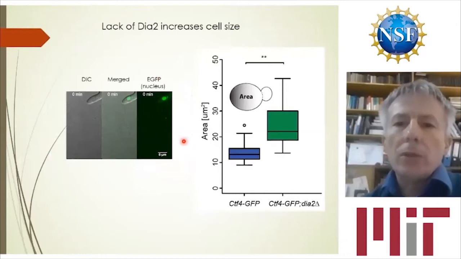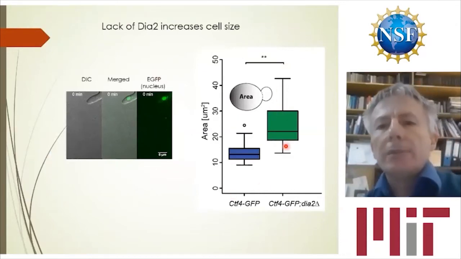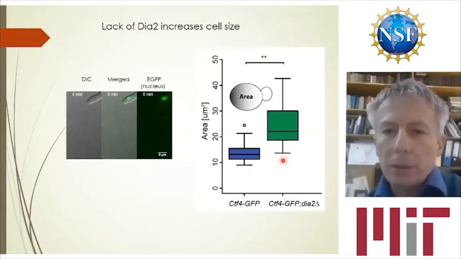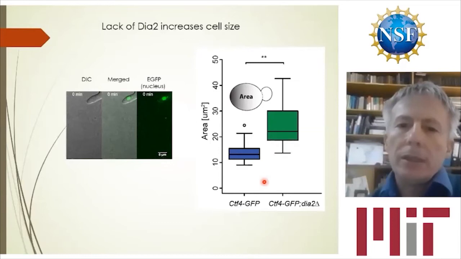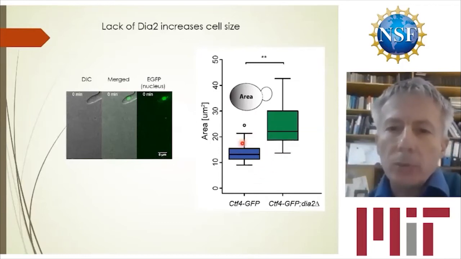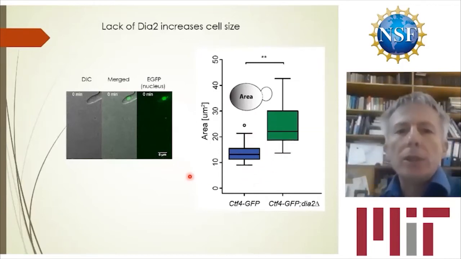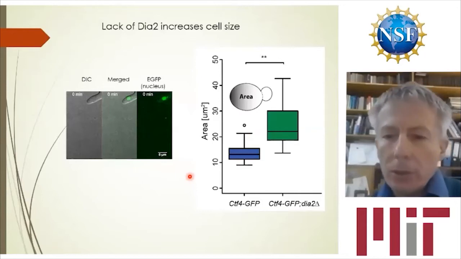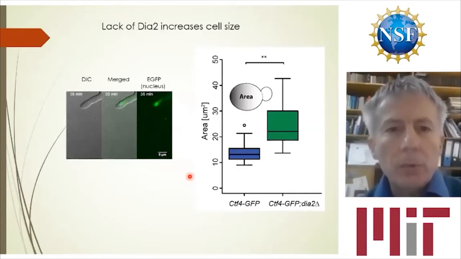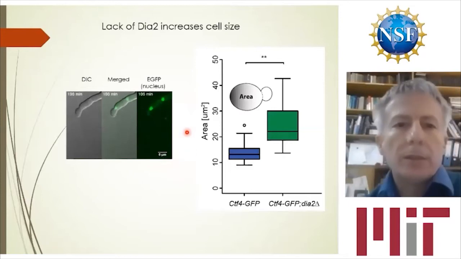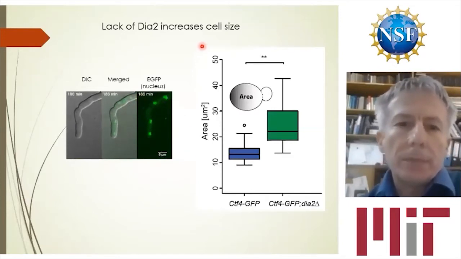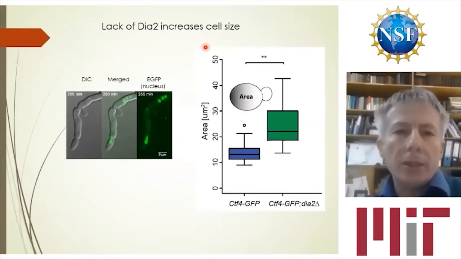Also, what we saw actually is that the DIA2 deleted cells are about 2 times bigger. The area is 2 times bigger than in wild type cells. To see what's really going on, you can see this movie, and you can see the cells become really long.